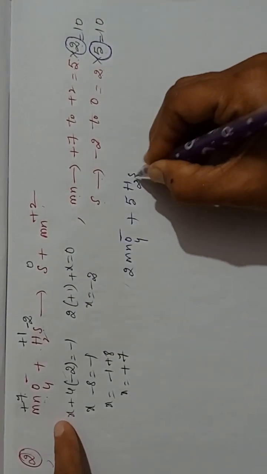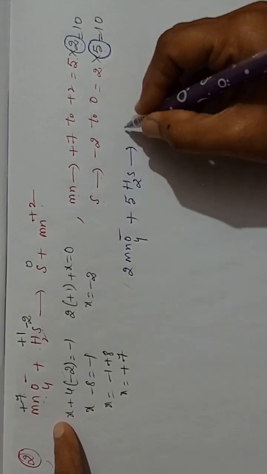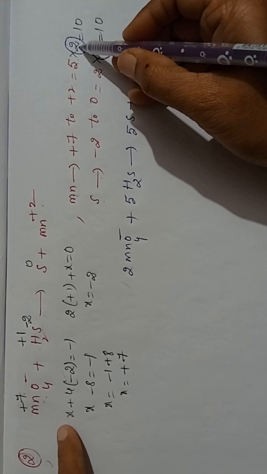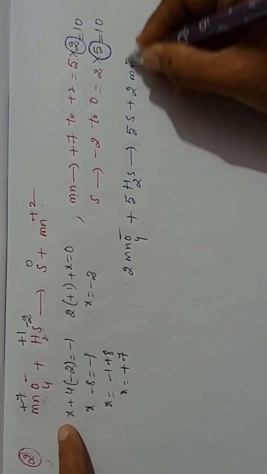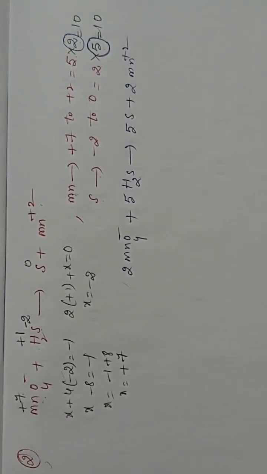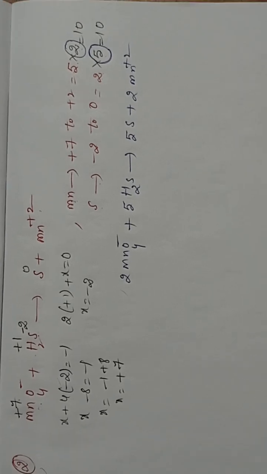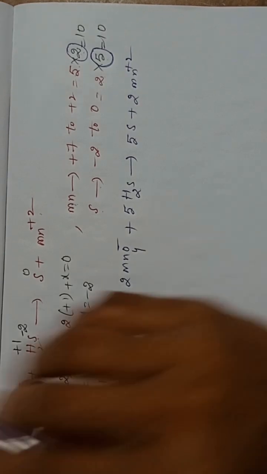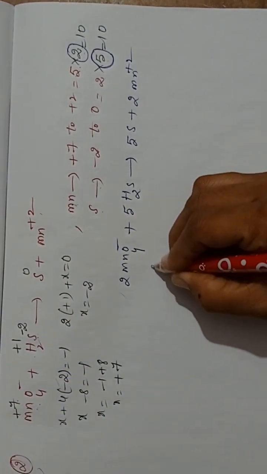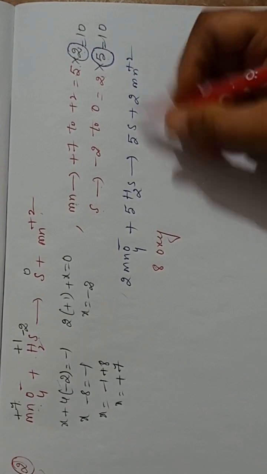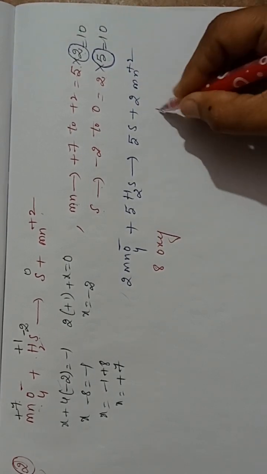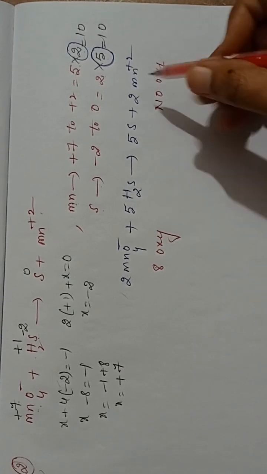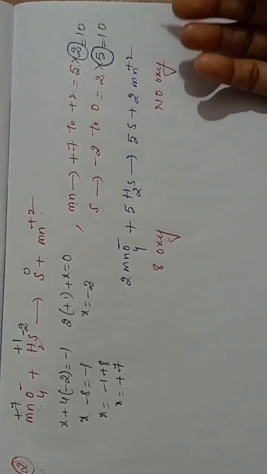5 moles of H2S gives rise to how many moles, students? 5 moles of sulfur. How many moles of manganese? You have to multiply with 2. So 2 moles of Mn plus 2. Clear this one? Okay. Now you have to balance the oxygen atoms. See here, left hand side, how many oxygen atoms are there? 8 oxygens are there. Right hand side, no oxygens. Understanding, students? So that's why right hand side you have to add 8 water molecules.